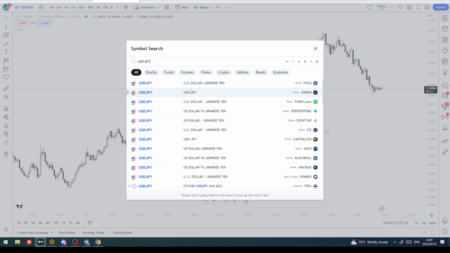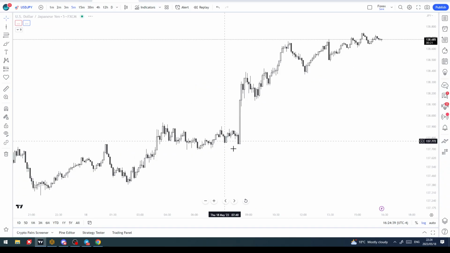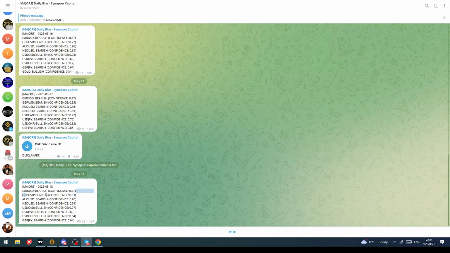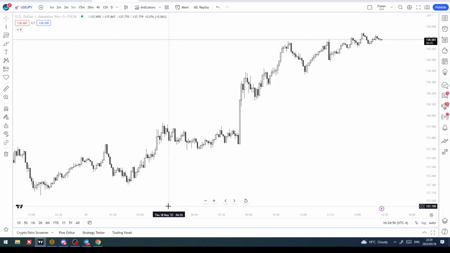USDJPY, and it'll be an unrealistic expectation to expect everyone to be trading 1, 2, 3, 4, 5, 6, 8 signals, right? So stick to the ones you are confident with. USDJPY bullish, confidence of 63%. So I'm not expecting much. I probably wouldn't have paid attention to it.